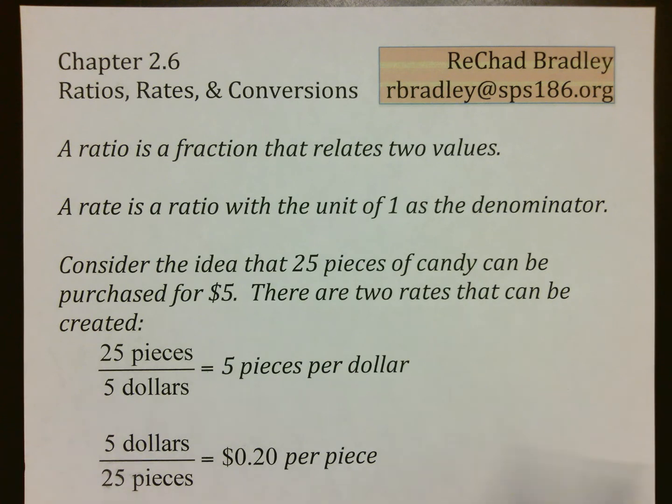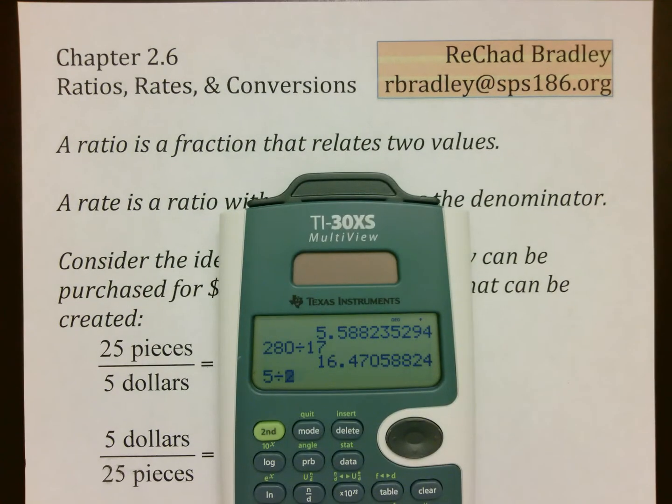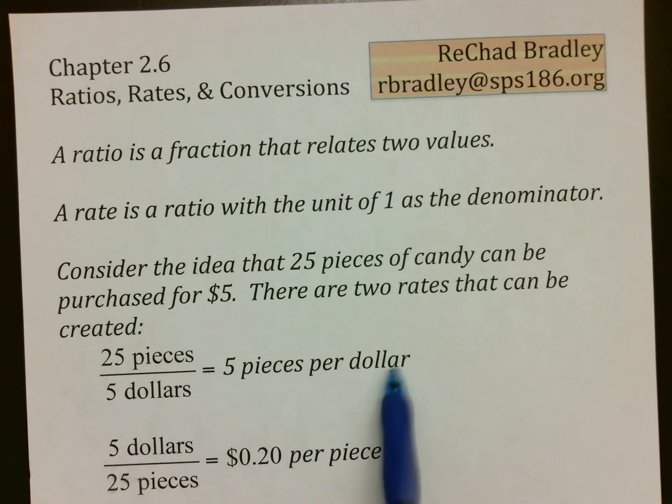So consider the idea that 25 pieces of candy can be purchased for $5. There are two rates that can be created. One rate is pieces per dollar, so the rate is actually the label, 5 pieces per dollar, because you can put the 25 over the 5, and 25 divided by 5 is 5. The other rate you could do is to do 5 divided by 25, which as you see is 0.2, so 20 cents per piece.